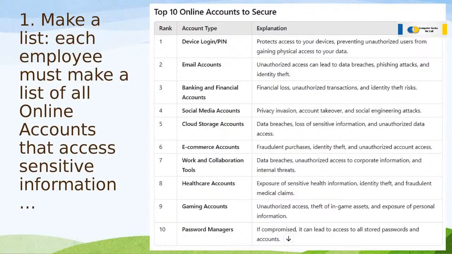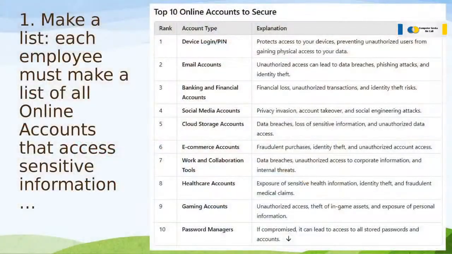So the first thing you need to do as the owner of the business, or even as the manager, is to make a list. Each employee must make a list of all the online accounts that access sensitive information in the company. If you're going to try to have any kind of security, we know we need to do it with your identities, your logins. We need to list them out. We need to know what they are. This is probably the biggest reason people have issues. It's a lot to do. It's a lot to get everybody organized to have it all, but it's really not that difficult.